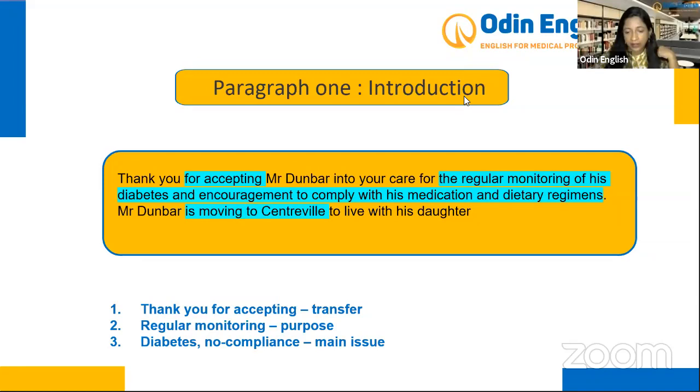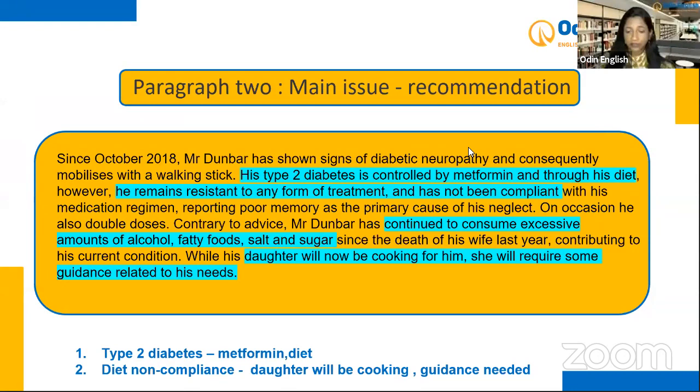So the second paragraph includes mainly the main issue. This is kind of a thematic, priority-based one. So let's see what is written here. The paragraph says, since October 2018, Mr.